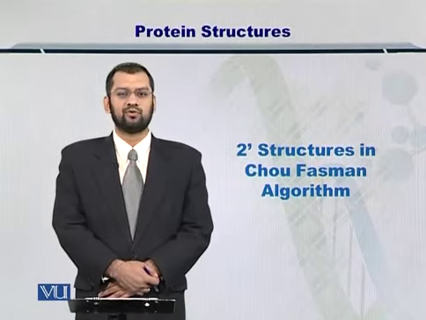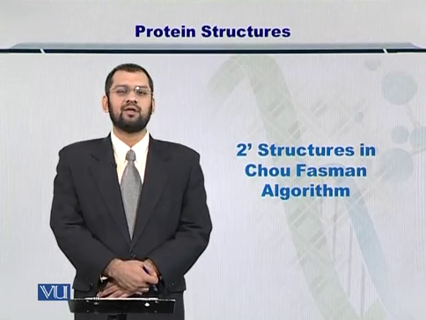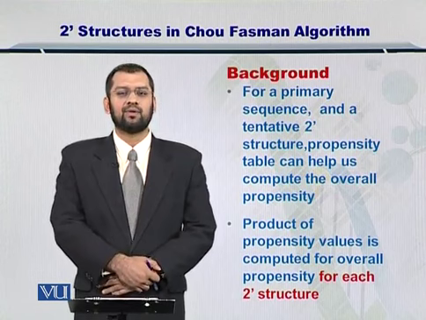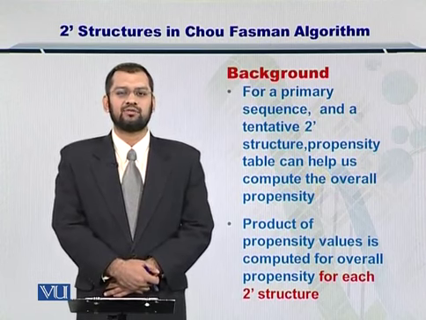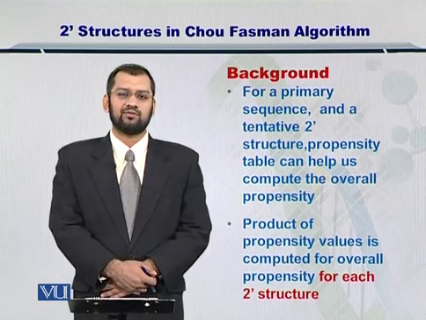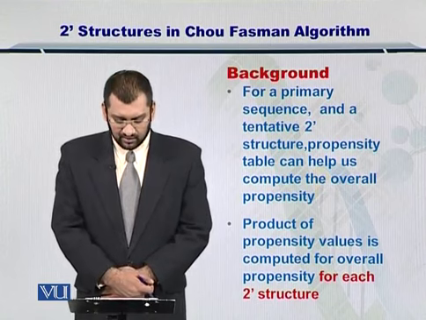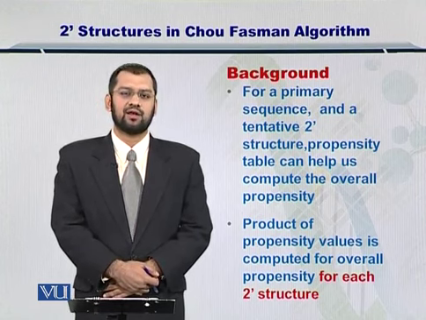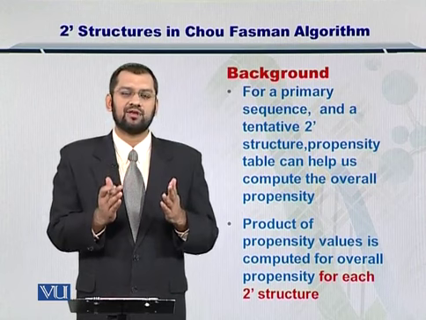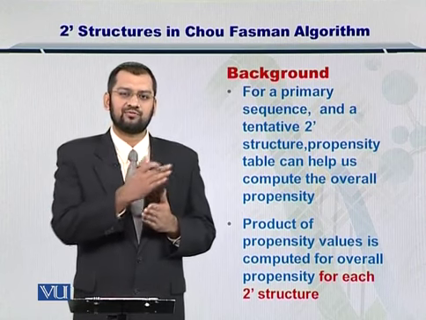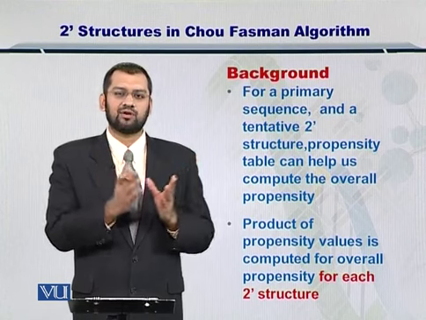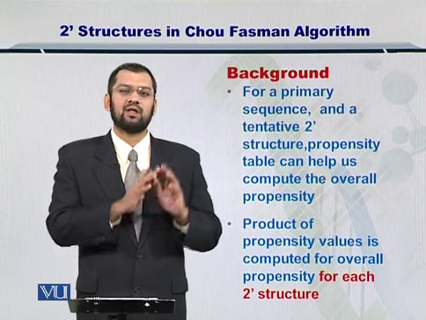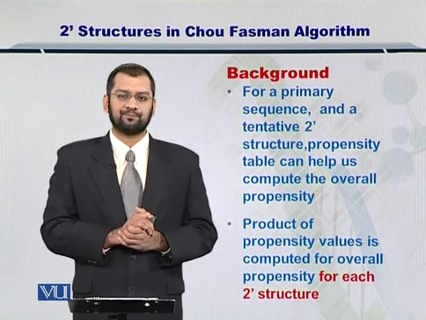Dear students, in this module, I'm going to talk about secondary structures using the Chou-Fasman algorithm. You know that the Chou-Fasman algorithm can be used to predict the secondary structures that can be formed from primary sequences of proteins. More so, there are several tentative secondary structures that can be formed, and you can use the propensity of each amino acid for a specific secondary structure, and you can have a product of such propensities, and you can have a value and evaluation of an overall secondary structure.